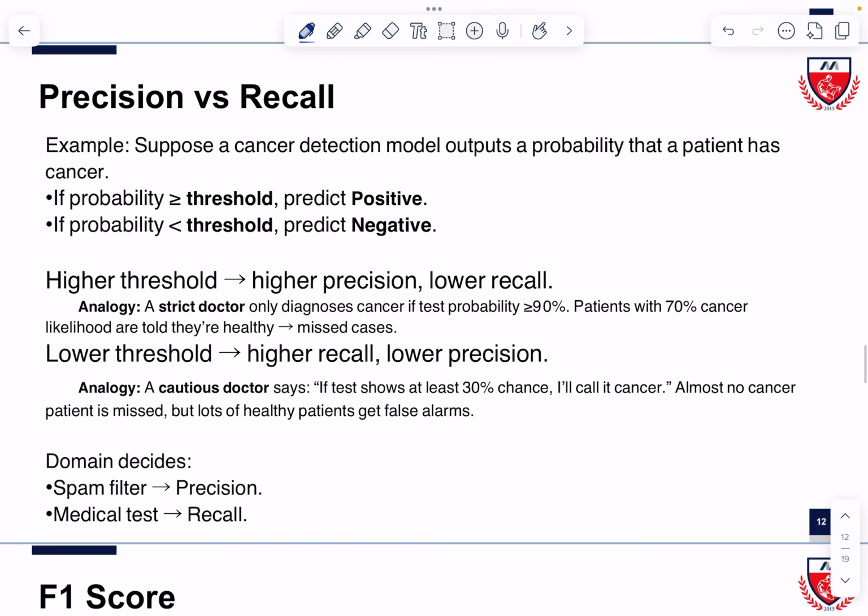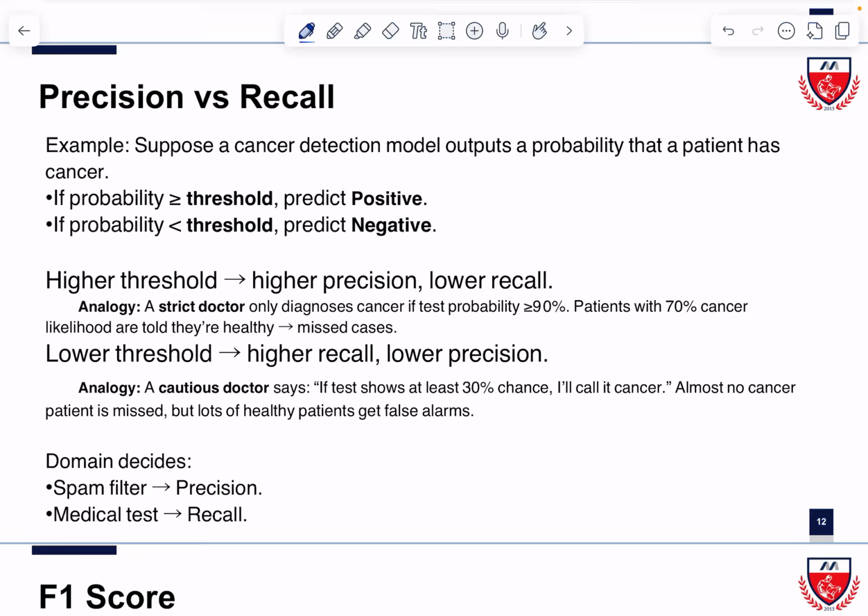Okay, so in this slide, we are going to differentiate. Ano ba yung difference ng precision and recall? Or not the difference, like a scenario or a case study. Suppose a cancer detection model outputs a probability that a patient has a cancer. So pag yung doctor, sasabihin niya na mas mataas yung threshold probability than the threshold, it will predict as positive. And pag less than na dun, predict negative.